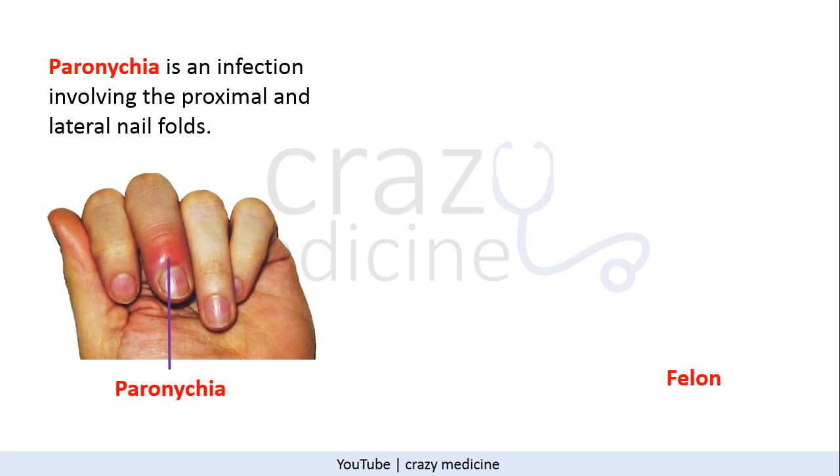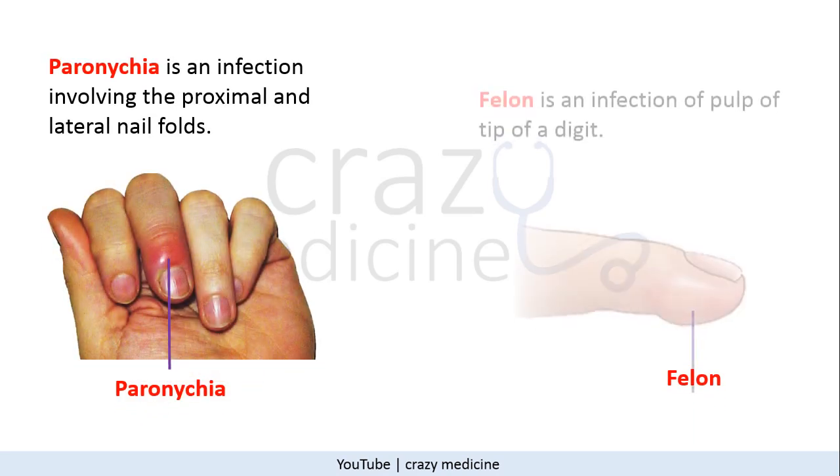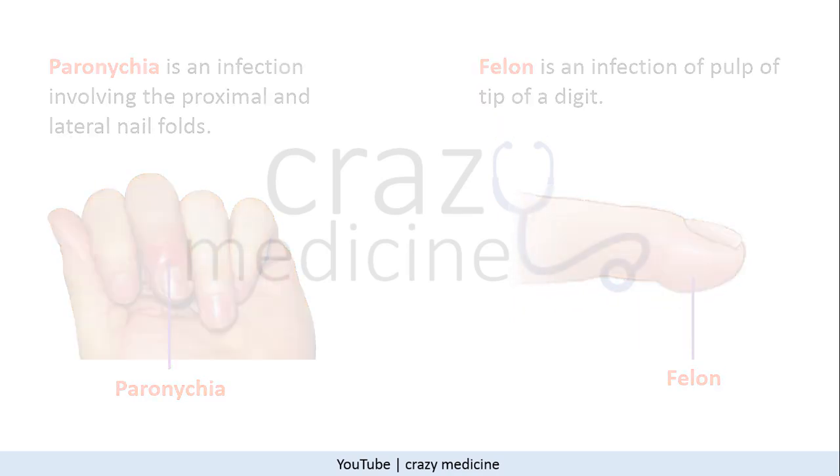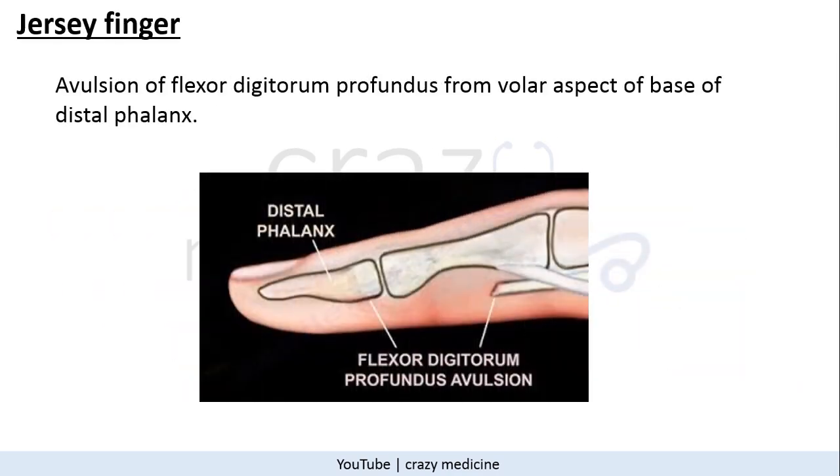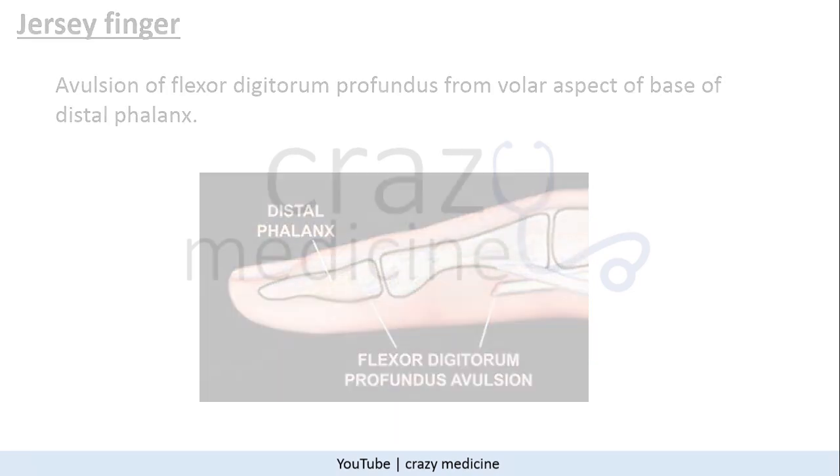The next important point is to remember the difference between paronychia and felon. Paronychia is an infection involving the proximal and lateral nail folds, whereas felon is infection of the pulp of the tip of the digit. Next is jersey finger. It is avulsion of flexor digitorum profundus from the volar aspect of the distal phalanx.